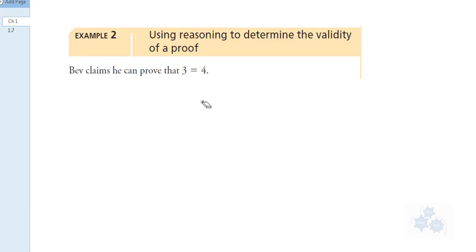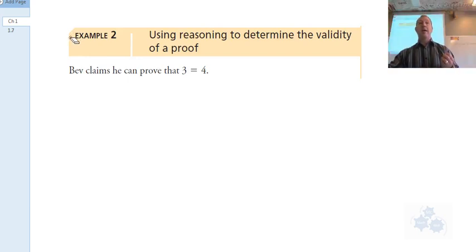All right, so here's an example where we're going to examine a proof, and then we're going to try and identify where the error is. Because we know intuitively that 3 does not equal 4, but he says that he can prove algebraically by deductive proof that 3 equals 4. Okay, so see if you can pick up the error here.